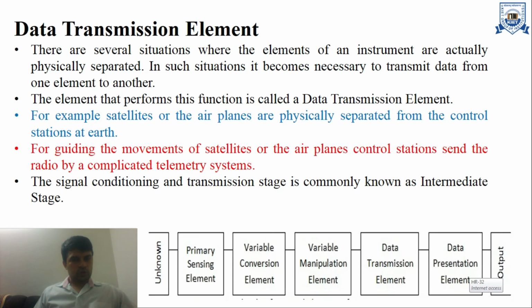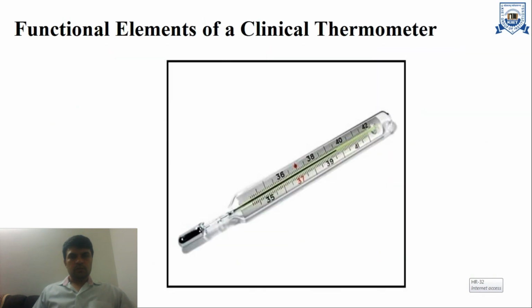For example, satellites or airplanes are physically separated from the control stations on Earth. These are examples of data transmission. For guiding the movements of satellites or airplanes, control stations send radio signals by complicated telemetry systems. The signal conditioning and transmission stage is commonly known as the intermediate stage.